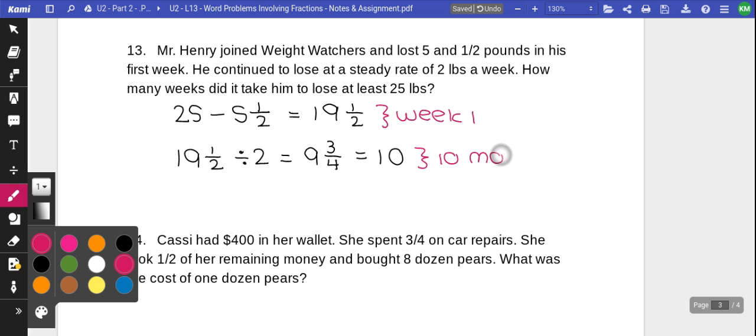How many weeks did it take? 11 weeks. So you'd add those, gives us 11 weeks.